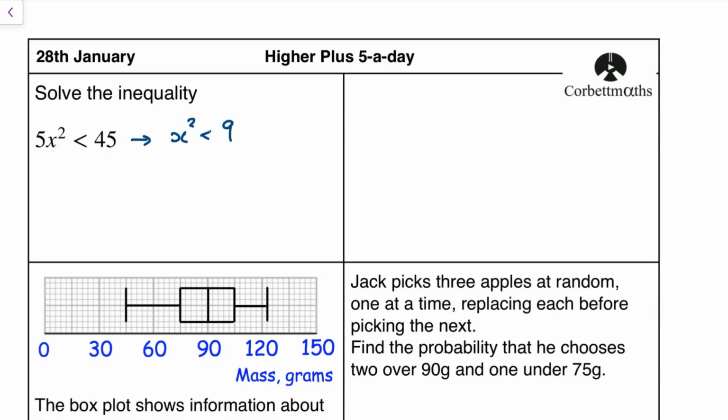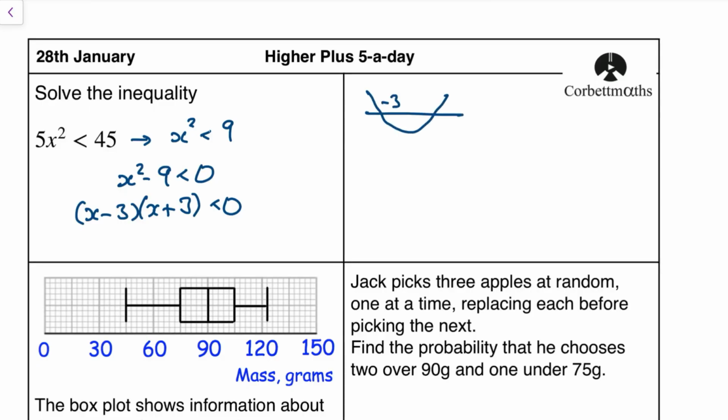That's fine. Then if I move the 9 to the other side, I have a quadratic. And if I factorise that quadratic, that's x minus 3, x plus 3, difference of two squares, which means I have a quadratic which goes through minus 3 and 3. And I want all values that are less than 0, which means my answer is minus 3 is less than x, which is less than 3. Now, quick check, that is a strict inequality, which means that this needs to be strict as well.